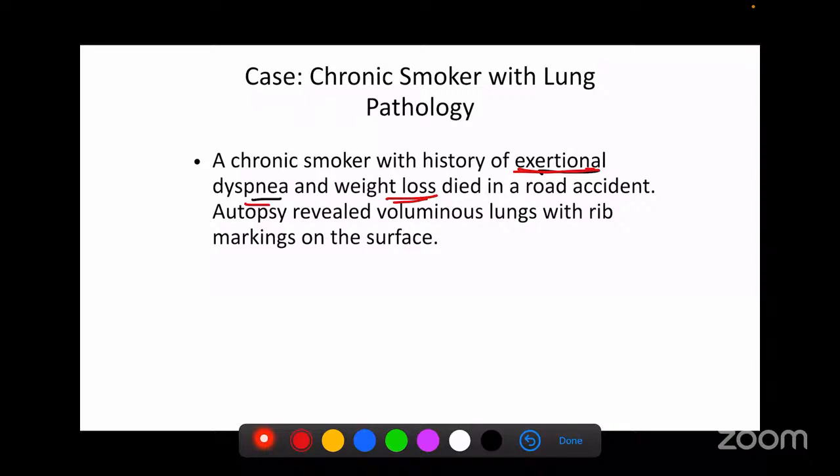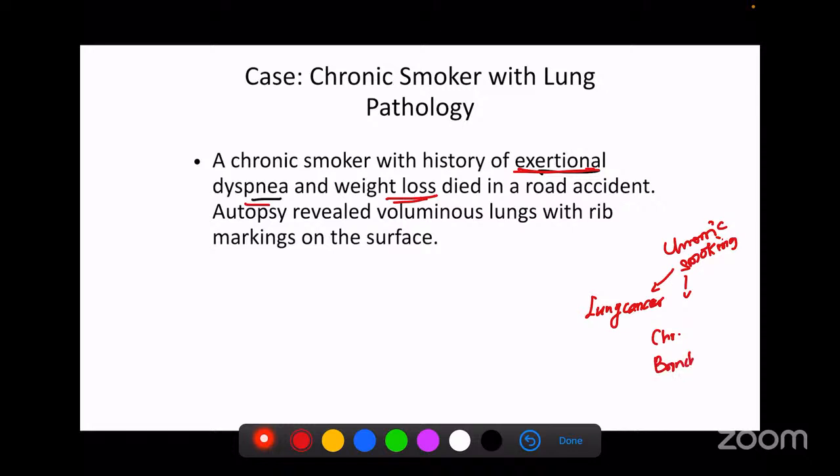Okay, so we can see a few clues here. Whenever you read a case, always see that the case gives you lots of clues. He is a chronic smoker. So we have to recall the conditions which are associated with chronic smoking. What are the conditions associated with chronic smoking? We have lung cancer, which is associated with chronic smoking, correct? And then we have chronic bronchitis. And then we have emphysema. So, lung cancer, chronic bronchitis, and emphysema. These are the conditions which are associated with chronic smoking most commonly. There are many more conditions, but these are the things which we have to remember. The patient had weight loss. Okay, weight loss somewhere correlates with lung cancer, correct?